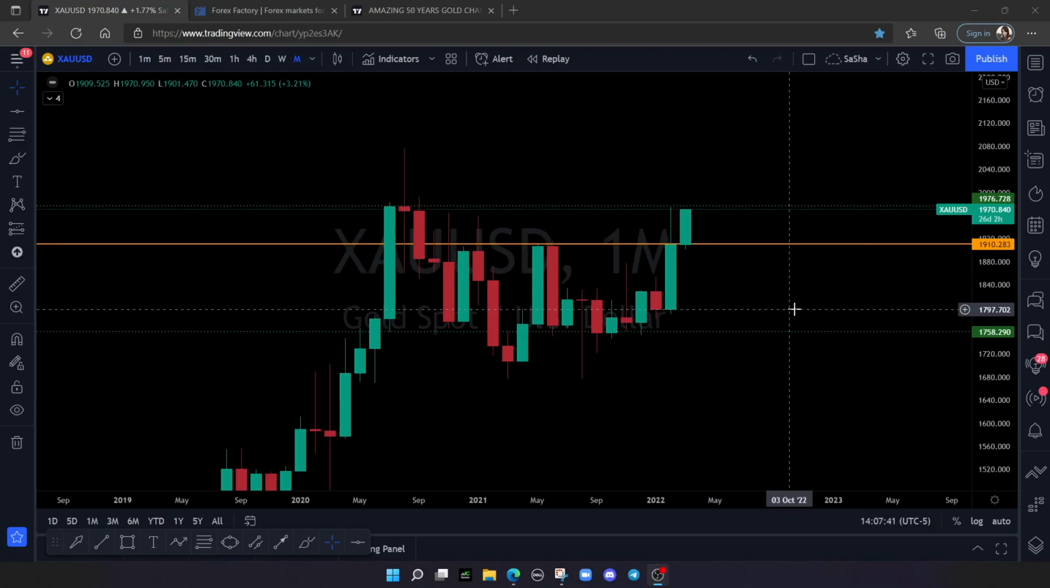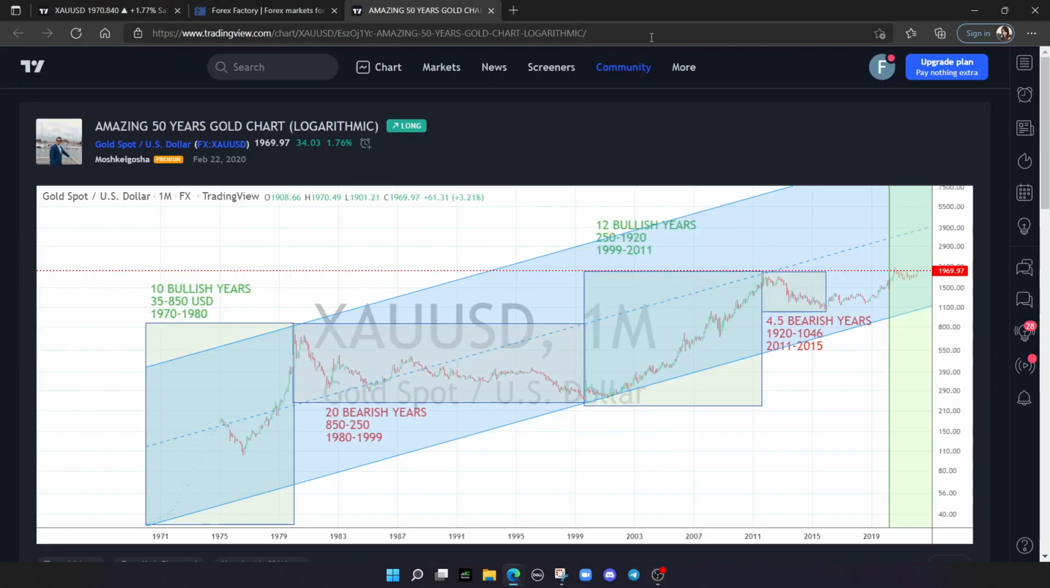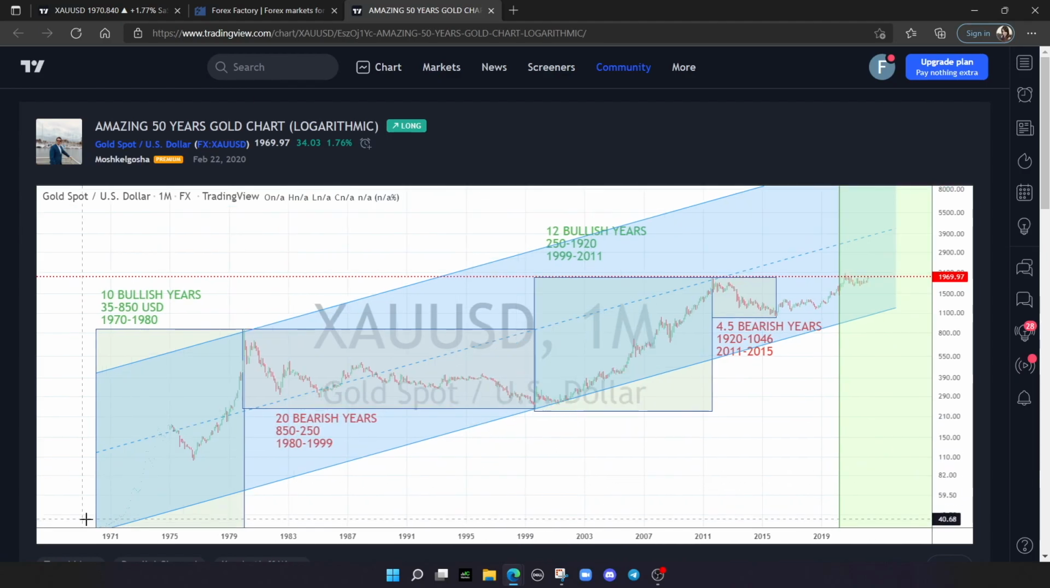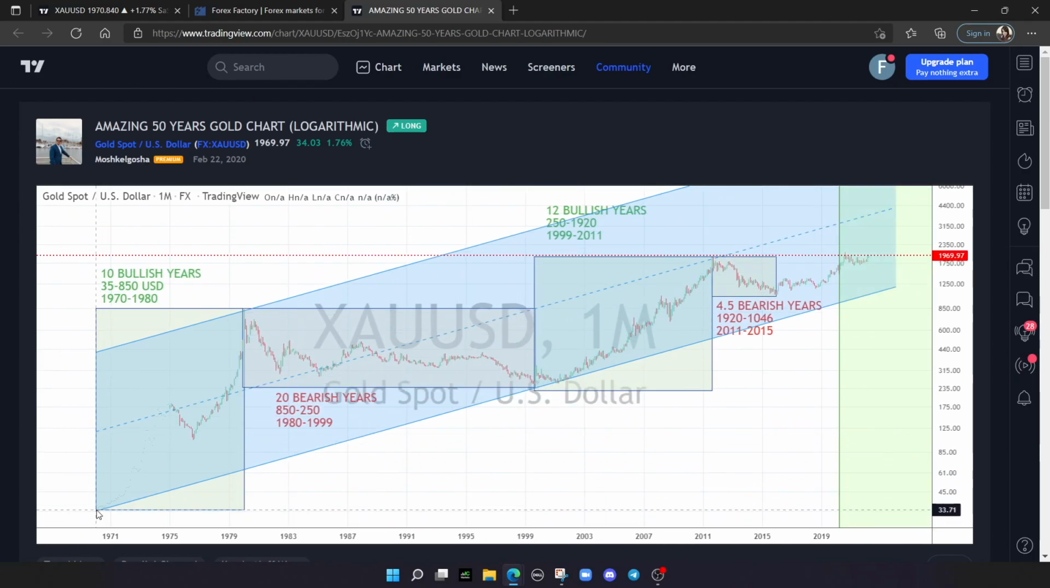Let's do something very interesting. Let's have a look at the last 50 years of gold data. I see that in 1970, the gold price was around 35 US dollars. In only 10 years it went 25 times up, to around $850. What was the reason for this? It was the Soviet intervention in Afghanistan and the impact of the Iranian Revolution, which prompted investors to move into the metal.